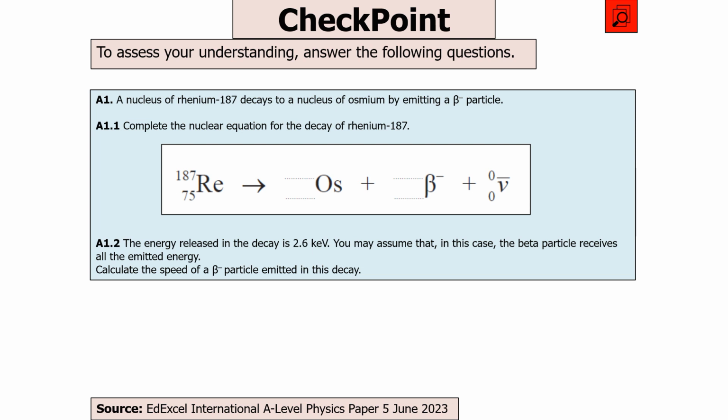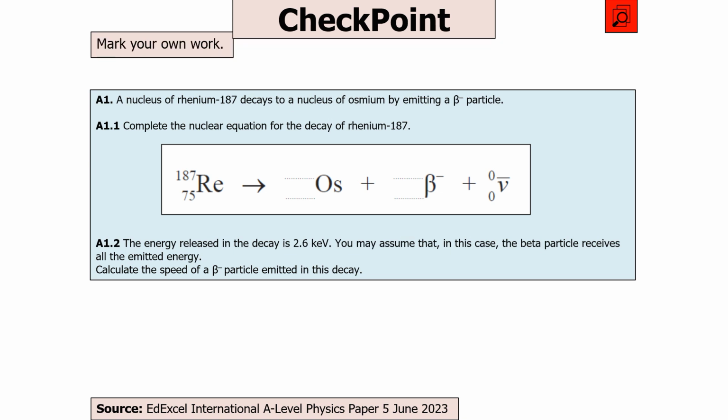The next question says, a nucleus of rhenium-187 decays to a nucleus of osmium by emitting a beta particle. Complete the nuclear equation for the decay of rhenium-187, and then the electron released in the decay is 2.6 keV. You may assume that in this case the beta particle receives all the emitted energy. Calculate the speed of the beta minus particle emitted in this decay.